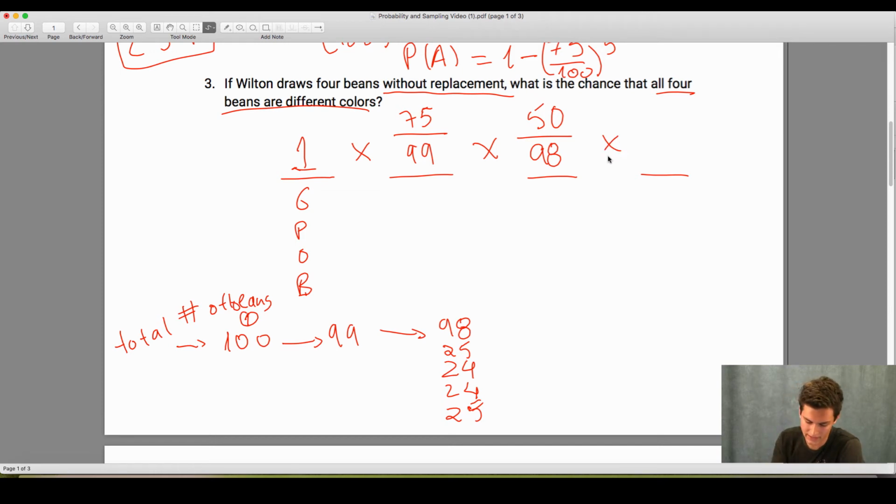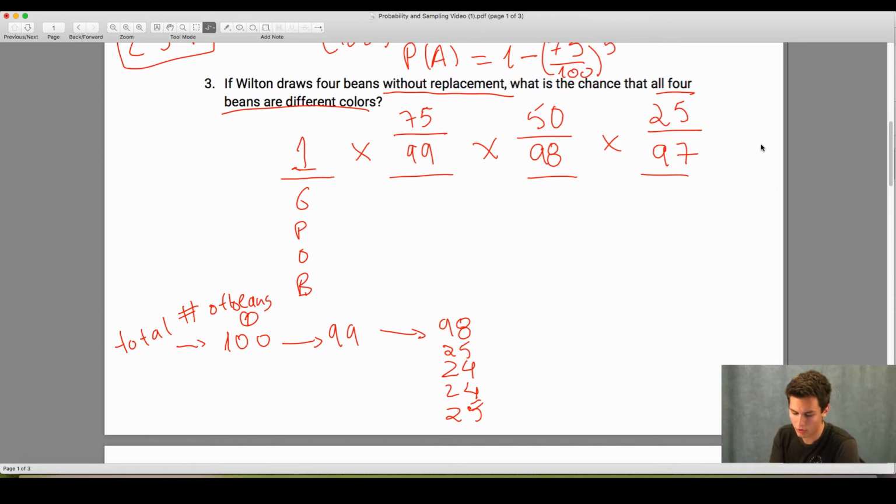And finally, at this point in the experiment, I have seen 3 different colors. So I need to sample 1 bean from the jar that is going to be from the 1 color that I haven't seen so far. So I have 25 options for that color, out of a total of 97 beans that are remaining in my jar.